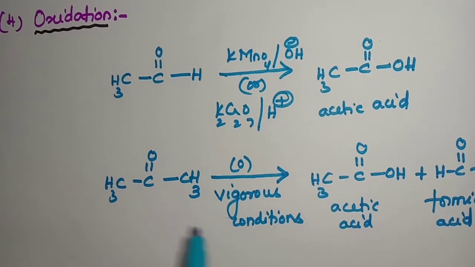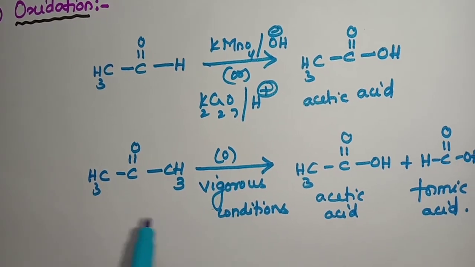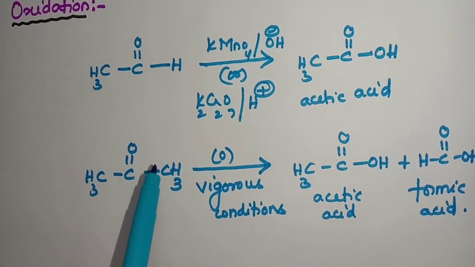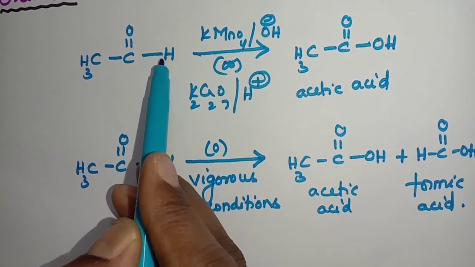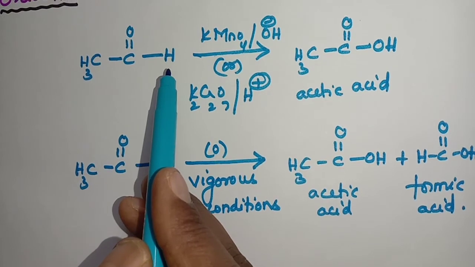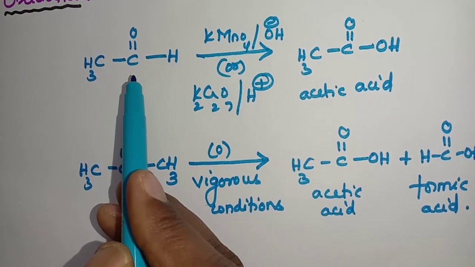Why it is difficult for a ketone to undergo oxidation? Because the carbon-carbon bond should break up. But in an aldehyde there is a hydrogen. Easily this hydrogen comes out as H plus and it can undergo oxidation.